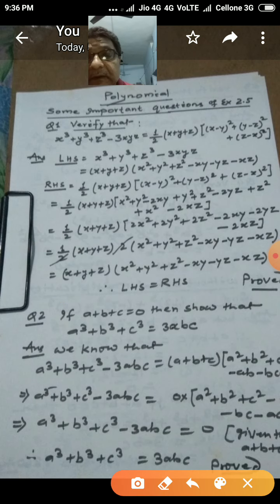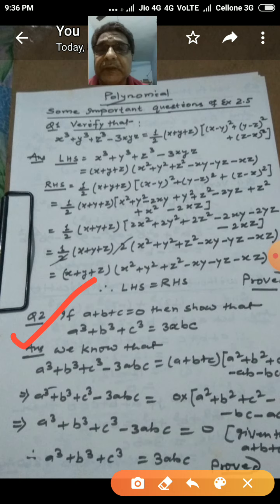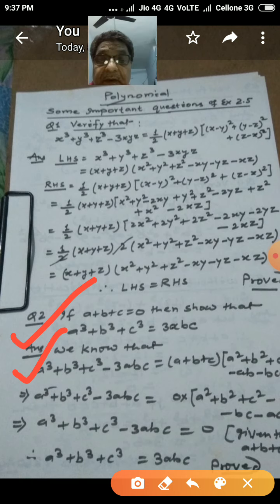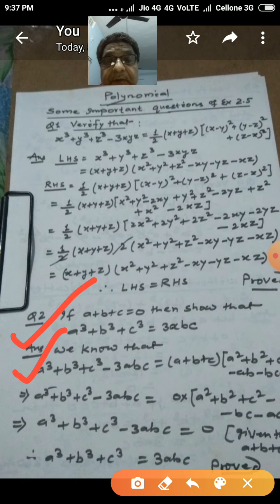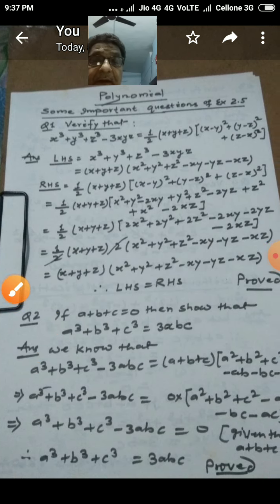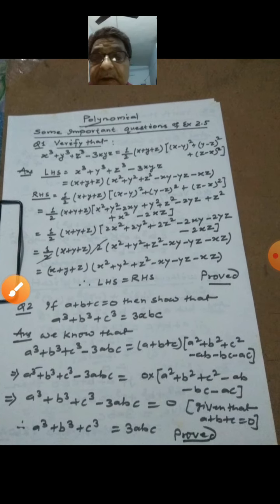Now we take the second question. The question is: if a plus b plus c equal to 0, then show that a cube plus b cube plus c cube equal to 3abc. So students, this can be shown by using the identity, as here we know that a cube plus b cube plus c cube minus 3abc is equal to a plus b plus c into a square plus b square plus c square minus ab minus bc minus ac.